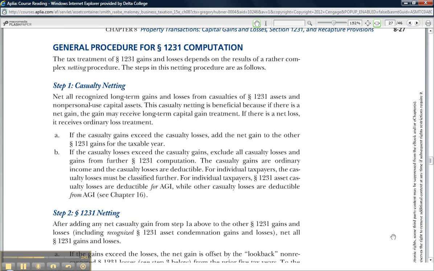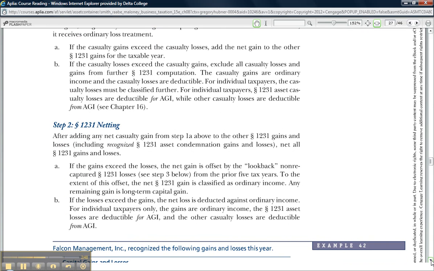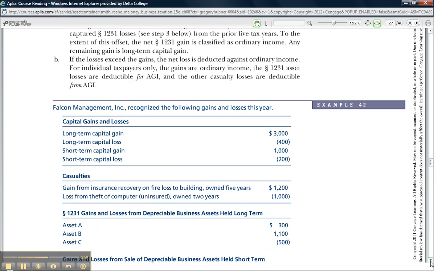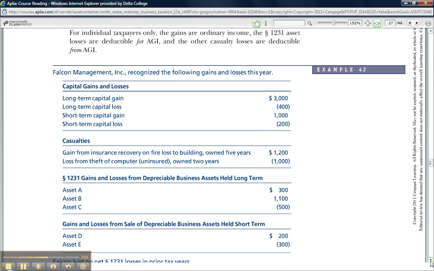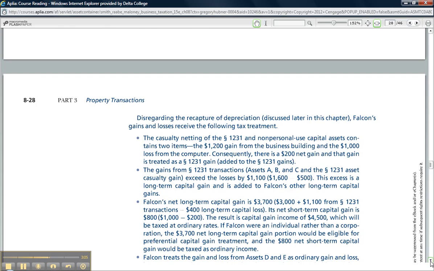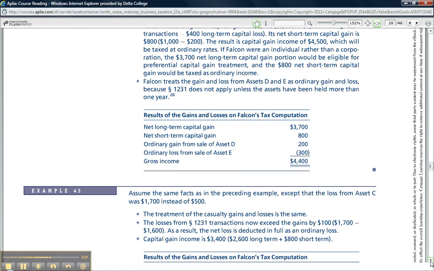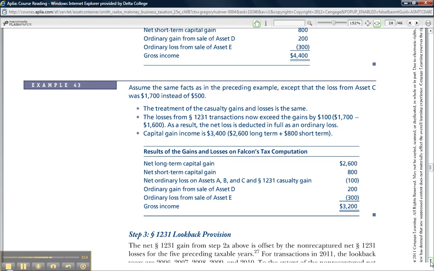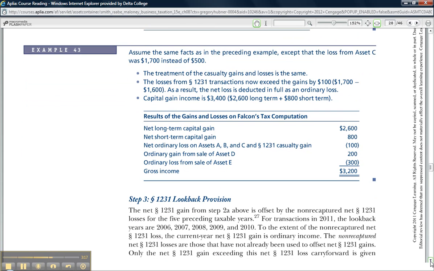There's a netting process for section 1231 gains and losses, just like there was for regular capital gains and losses. The first step was that rare, weird stuff, the casualty netting, but then you get into the section 1231 netting process. Example 42 is a good example to look through. It talks about the whole process of netting through all of those asset sales, the gains and losses. In example 43, they throw a wrinkle in. It's important that you really understand that netting process.